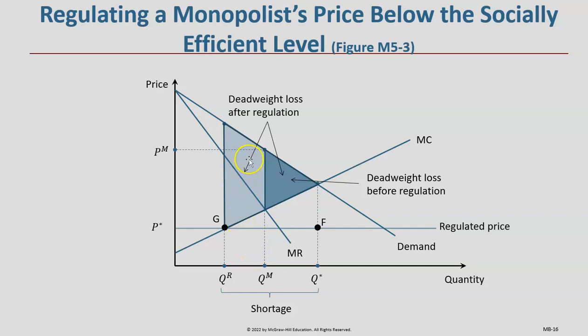And because of that shortage, the shaded in area is the deadweight loss after regulation. And this lighter shaded area is the additional deadweight loss after regulation relative to the monopoly outcome. So it's important to note that regulators don't always improve a market outcome. Regulators need good information to make good decisions.